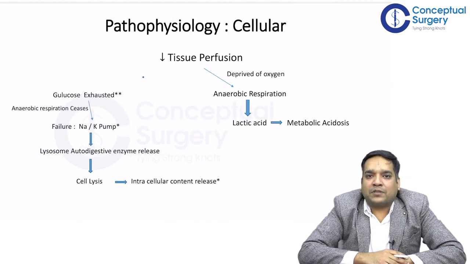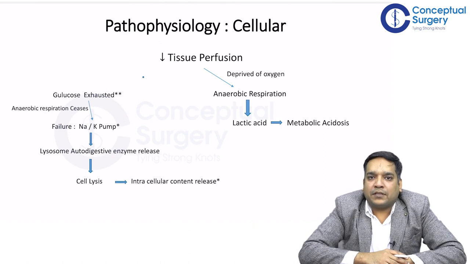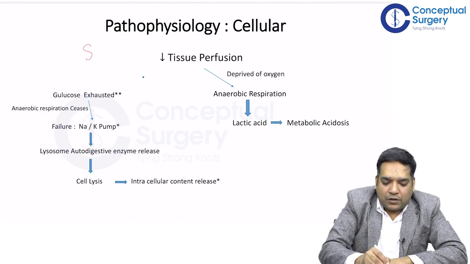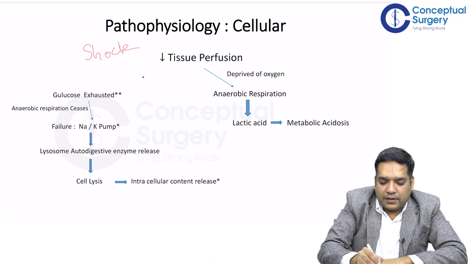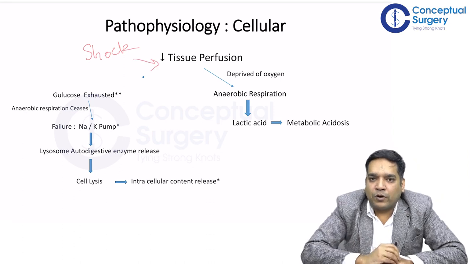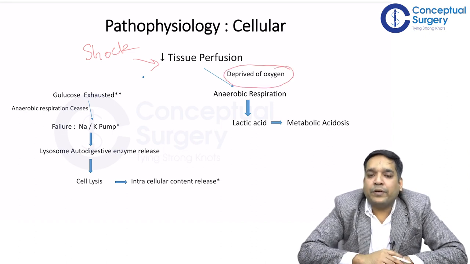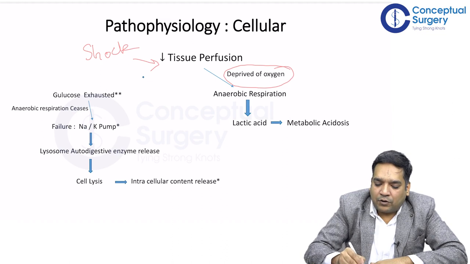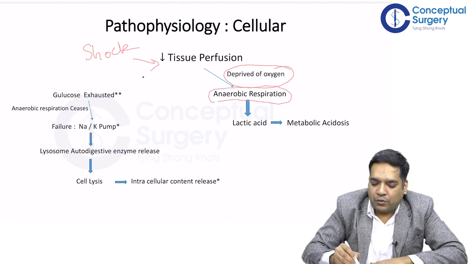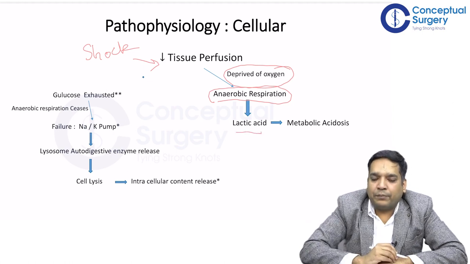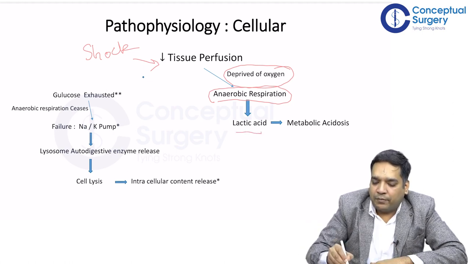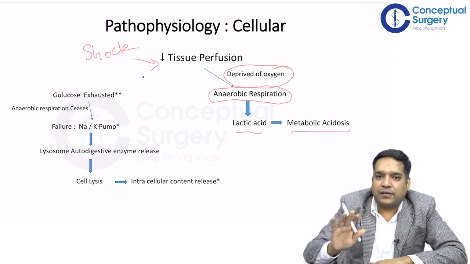Now I am going to start the theory. First, I am going to discuss the pathophysiology of shock which is happening at the cellular level. As we discussed, shock leads to decreased tissue perfusion. Because of decreased perfusion, there will be less oxygen. Because of less oxygen, there will be a start of anaerobic respiration. And as we know, anaerobic respiration leads to lactic acid formation, and because of accumulation of lactic acid, there will be a metabolic acidosis. It is very simple, right?